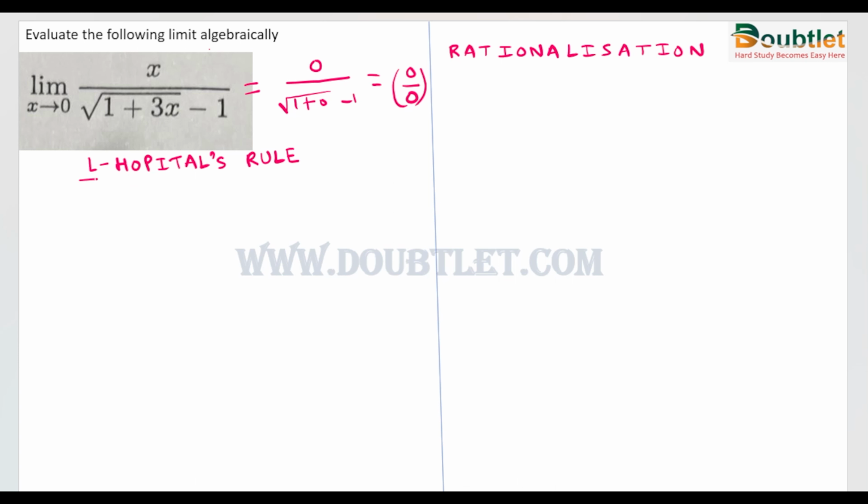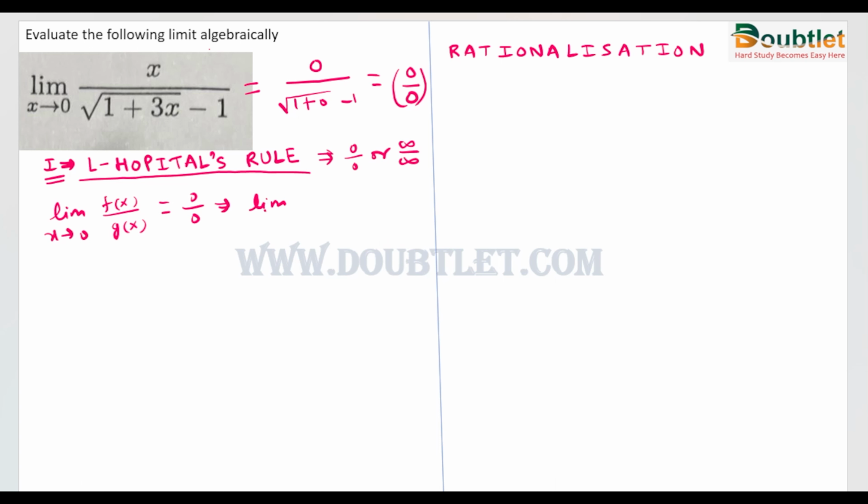To solve this we will use two methods, and we can get the answer from both. First method, we will use L'Hopital's rule. In L'Hopital's rule, if the limit has the indeterminate form of 0 by 0 or infinity by infinity, suppose this is the limit, x tending to 0 of f(x) by g(x), and it has 0 by 0 form, then we can differentiate the numerator and denominator separately and put the limit again. So we can write this as f dash x divided by g dash x, right?